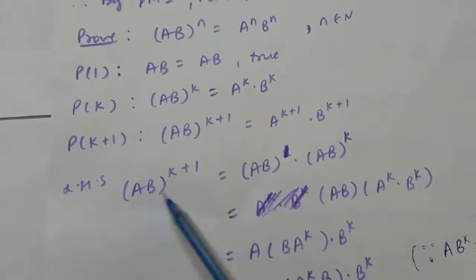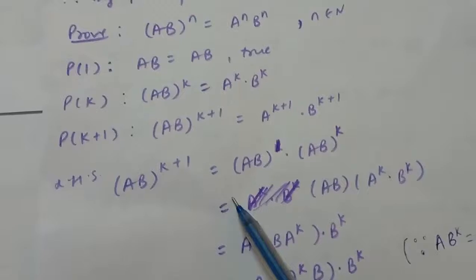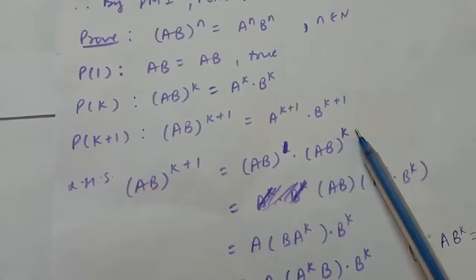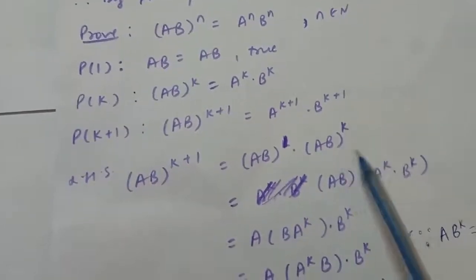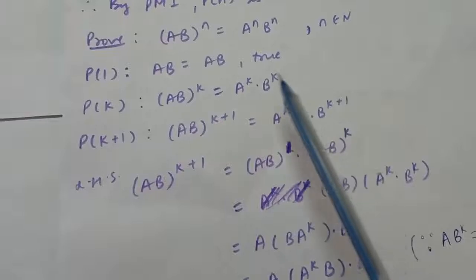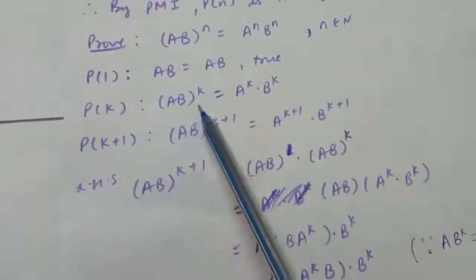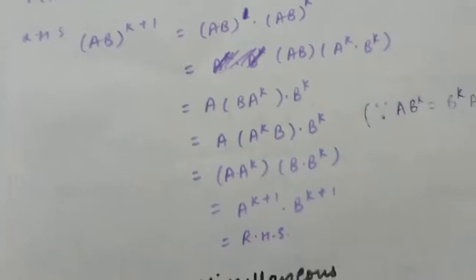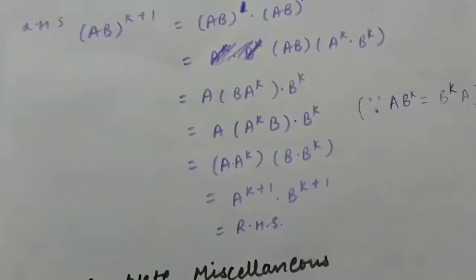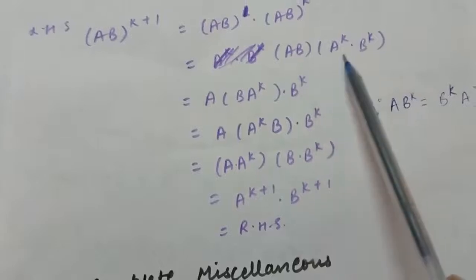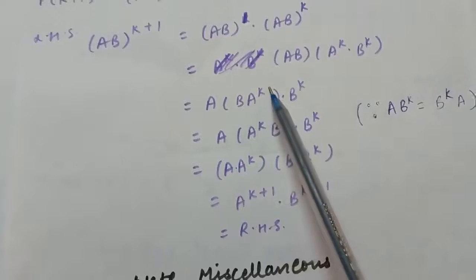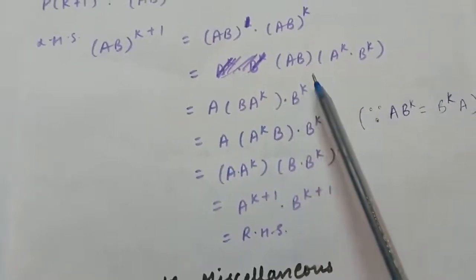Taking LHS, AB raised to power k plus 1. Writing it as AB raised to the power 1 into AB whole raised to the power k. Now this result is what we have assumed in Pk, that AB whole raised to the power k is equal to A raised to the power k into B raised to the power k. Now by associativity, taking these two matrices together, A into B into A raised to the power k into B raised to the power k.